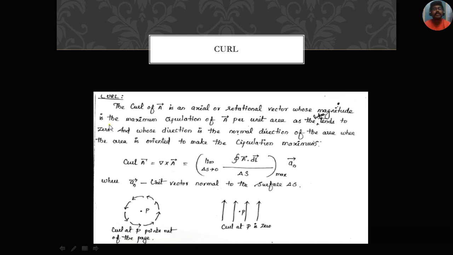The formula is del cross A vector is equal to the limit as ΔS tends to 0 of the integration of A vector dot dl divided by ΔS, to the maximum.